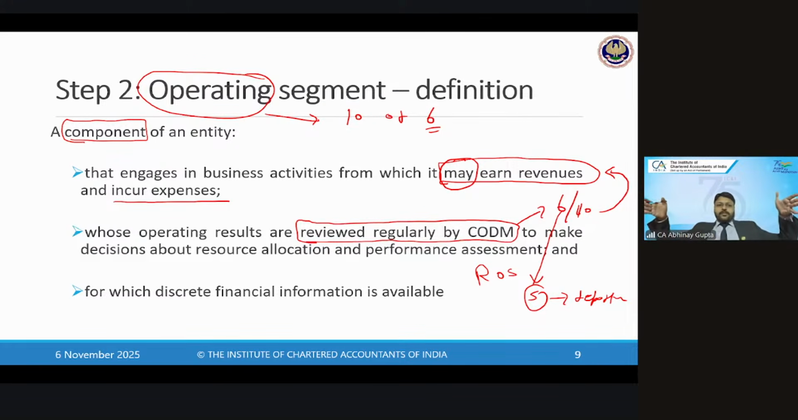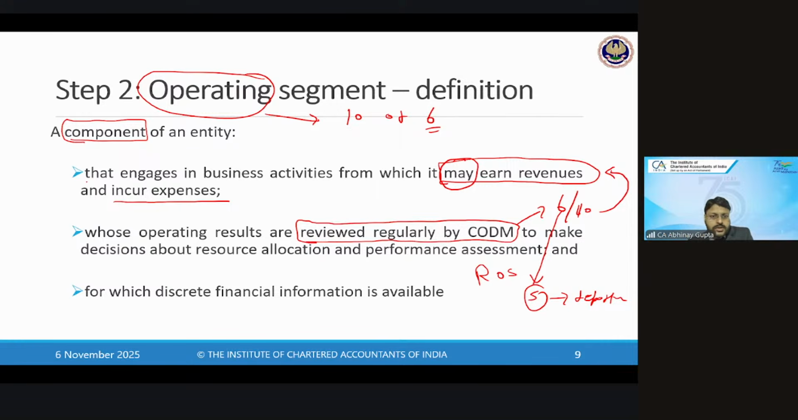So there could be 10 components. Out of those 10 components, only 6 are being reviewed by the CODM. So those 6 become the operating segments. Out of these 6, we will check the threshold. If all of them are meeting, then 6 are reportable. If 5 of them are meeting, 5 are reportable. If 4 of them are meeting the threshold, then 4 are reportable. So how many segments ultimately will be reported in the financial statements depends on the threshold applied to the list of those segments which the management is looking at, not all the segments of the company, correct?